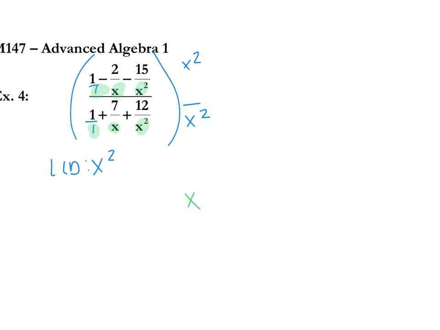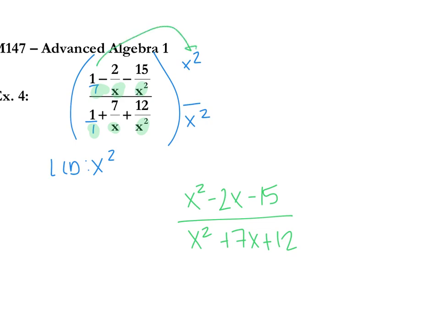And then we just go ahead and simplify. So we're going to get x squared minus 2x minus 15 all over x squared plus 7x plus 12. Okay, if you're not sure how I did all that, I multiplied each part by this term. So 1 times x squared, that's how I got x squared.